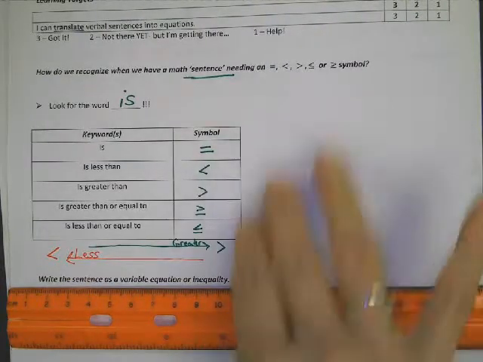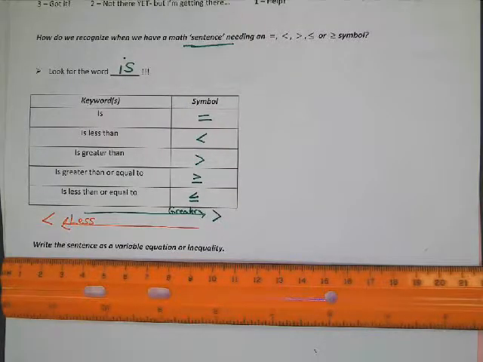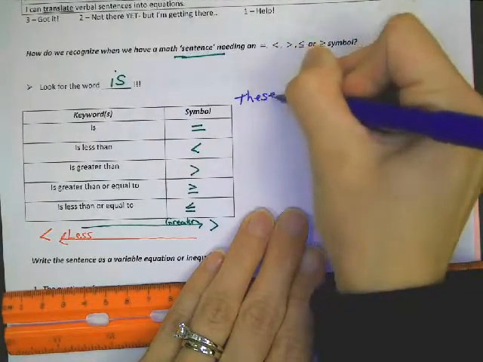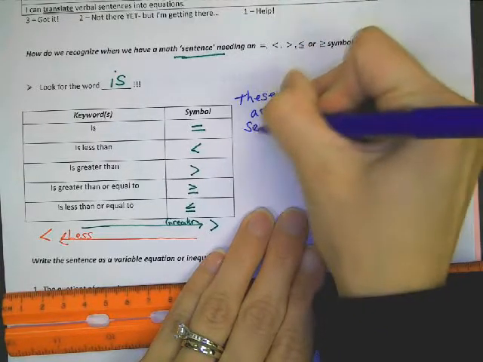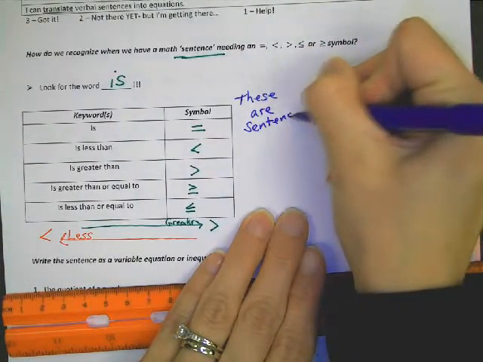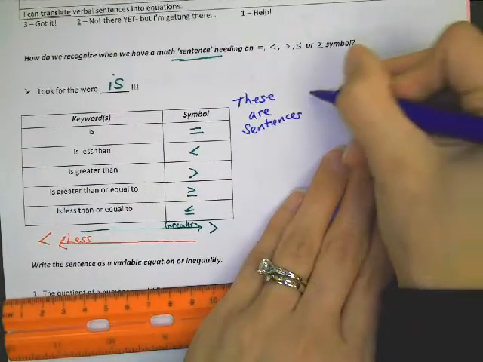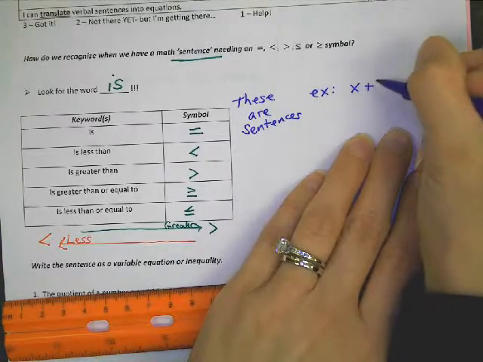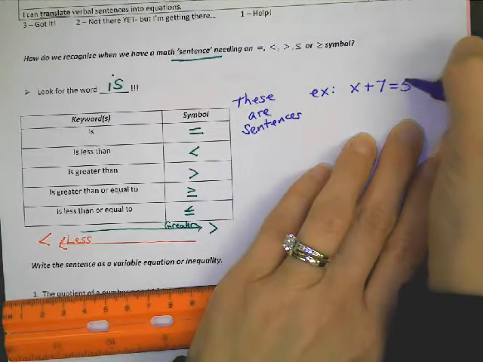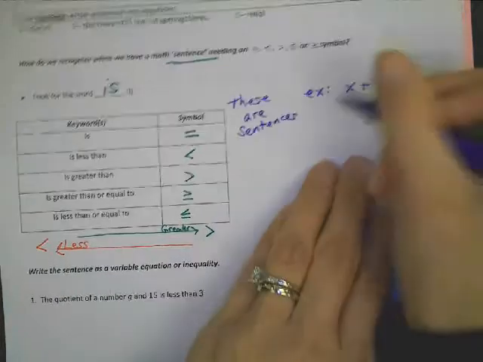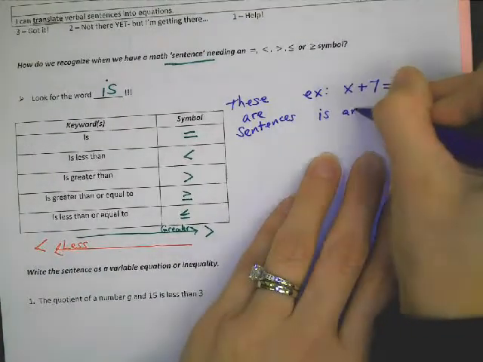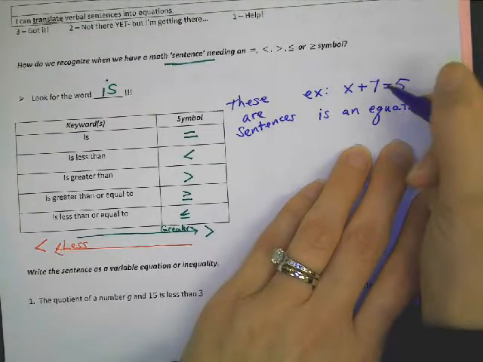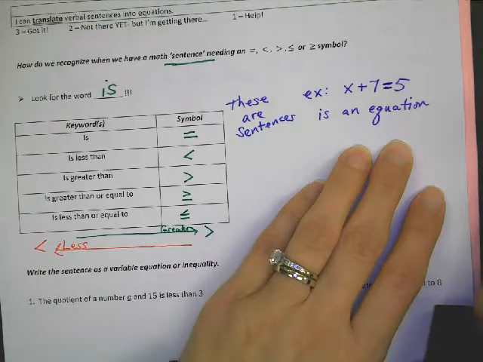All right. All of these things right here, these are sentences. They are math sentences. Okay, let me give you an example. X plus 7 equals 5. Okay, that is an equation. That is an equation because it's got the equal sign.